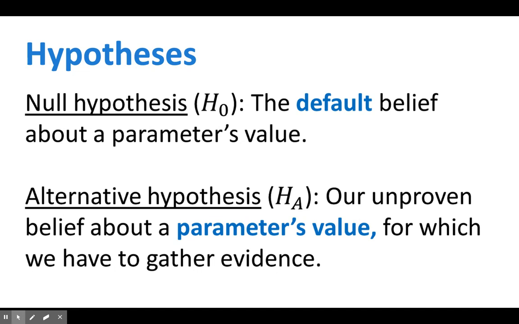Alternatively, the alternative hypothesis, which is denoted with the capital H lowercase a, or subscript a, is the unproven belief about a parameter's value for which we have to gather evidence. So basically, the claim will be the alternative hypothesis, and this is what you're hoping to gather evidence for. The null hypothesis will be nothing's happening, this claim isn't true. So the null kind of defaults to the claim isn't true, and the alternative is that this is true, and we're trying to gather evidence that supports it.